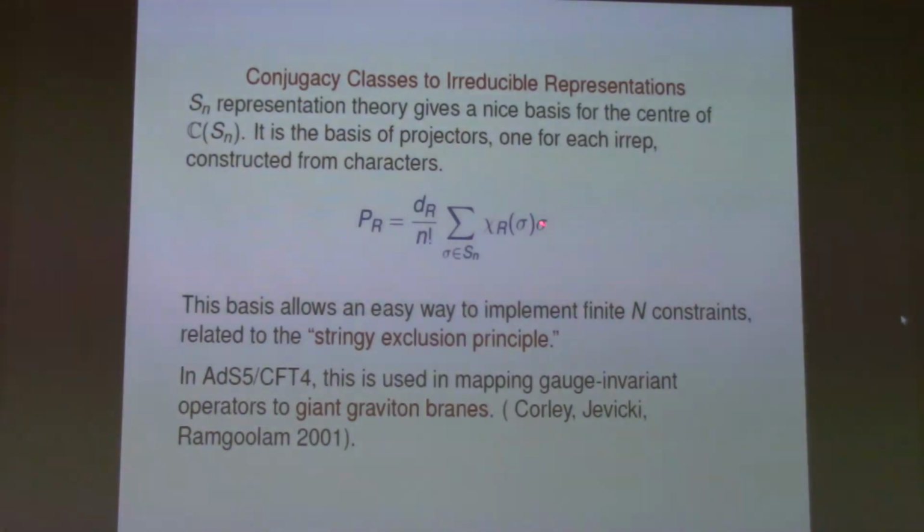They've been studied in the context of the half BPS sector in AdS5 cross S5. One of the nice properties is that if you now go to finite N, with U(N) being finite, there is a very simple cutoff on this Young diagram label. The height of the Young diagram is no longer than capital N, and that implements the stringy exclusion principle, and it is used in mapping half BPS gauge invariant operators to giant graviton branes.